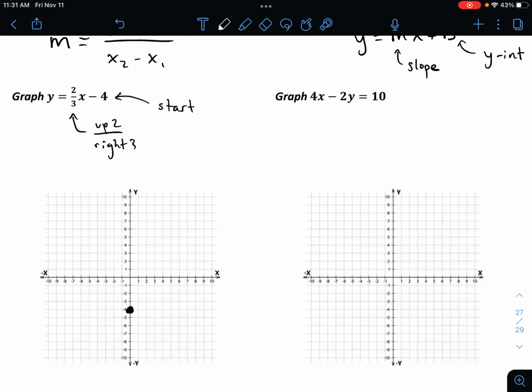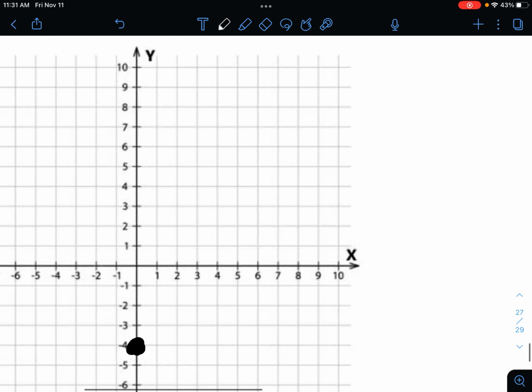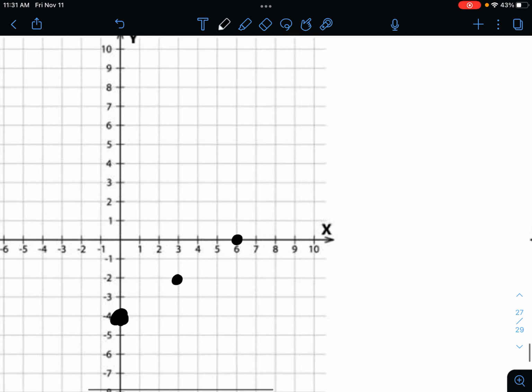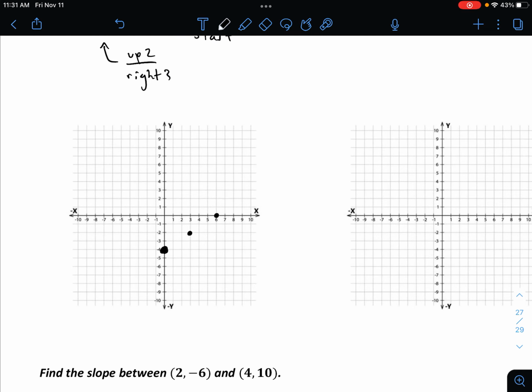And then I have to go up 2 and right 3. So from here I'd go up 1, 2, and then right 1, 2, 3. And I'd get the point. And I can do it again. Up 2, over 1, 2, 3, and I get that other point. From there, I like to do a minimum of 3 points just to get a pretty accurate graph. So now I'm going to connect those with a straight line. And there we go.